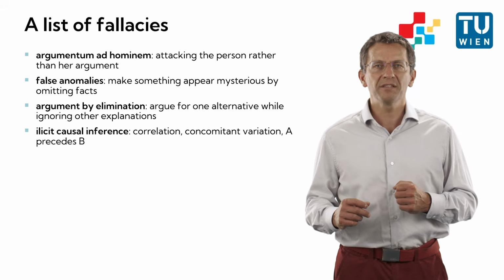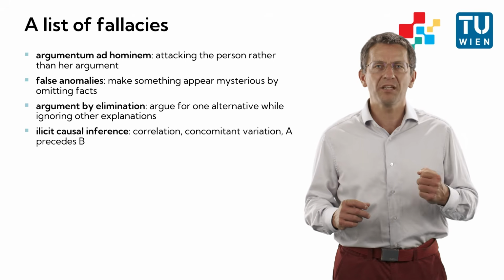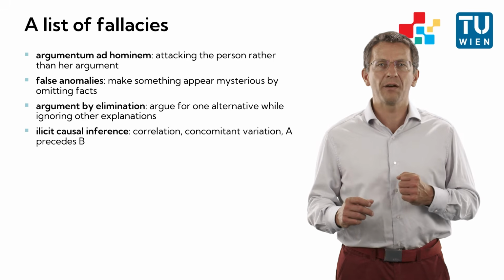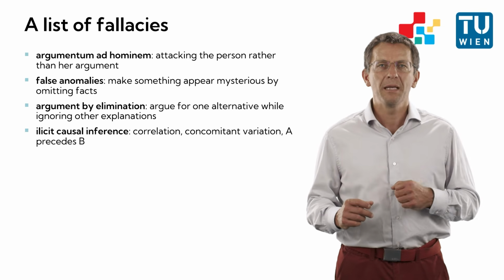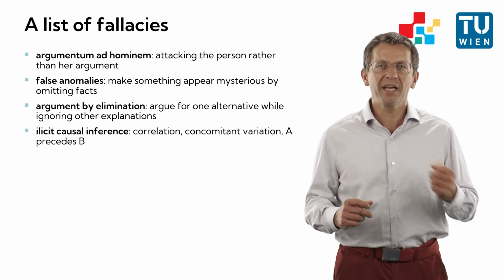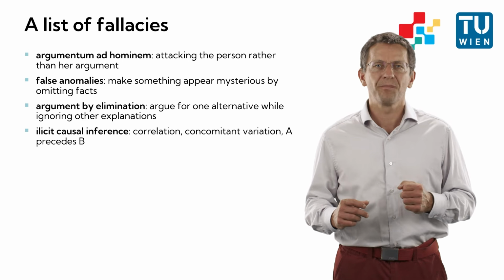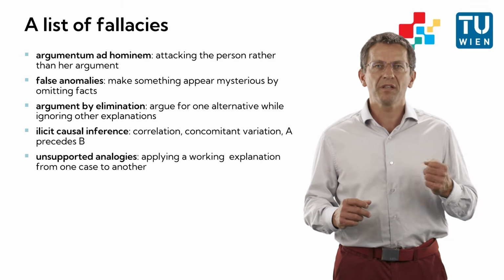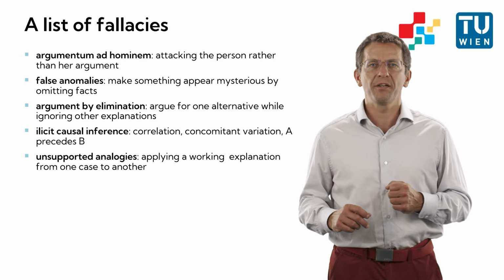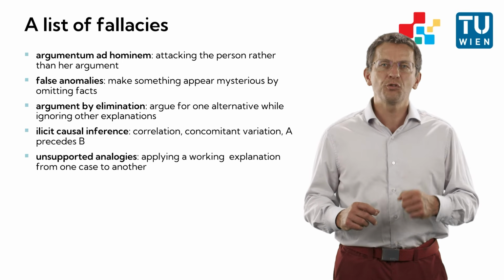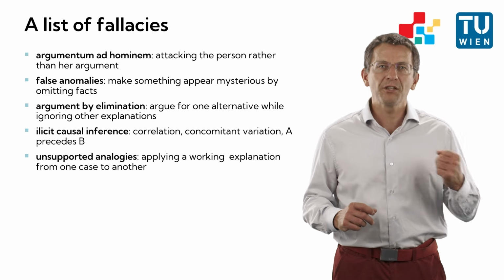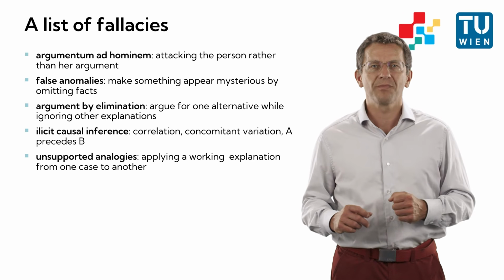Illicit causal inference happens when correlation is mistaken for causation. For example, assuming that increased user error caused by new software features means the features are bad without checking if user training also changed. Unsupported analogies occur when a solution that worked in one context is wrongly applied to another. For example, assuming a security approach effective for desktop apps will work unchanged for mobile apps.